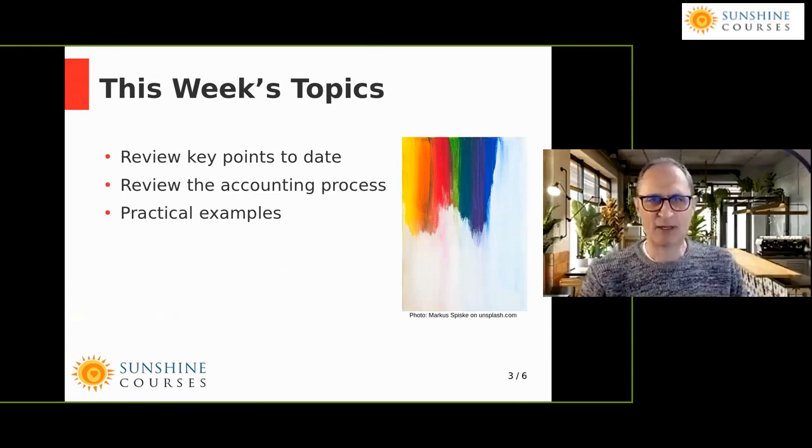And this week, we're going to review all the points that we've covered so far in a summary format. In particular, we're going to review the accounting process. The accounting process will bring together everything we've done in a practical way. It's almost a template of how you prepare accounts from scratch. And then we'll go through a few practical examples, which will take most of our time today.